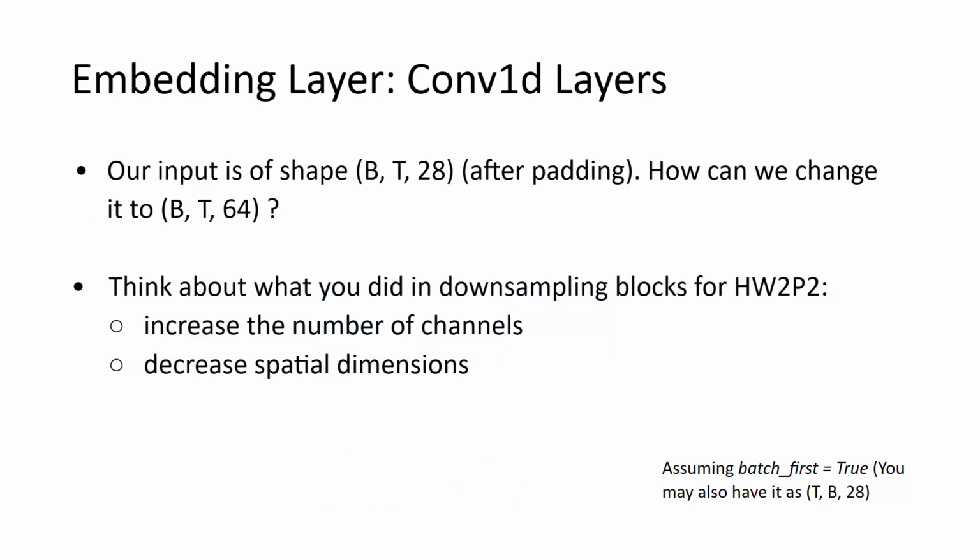So yeah, these are the two things that I was saying. Either you have to increase the number of channels in most cases, but you can also change the spatial dimension by having strided convolution.